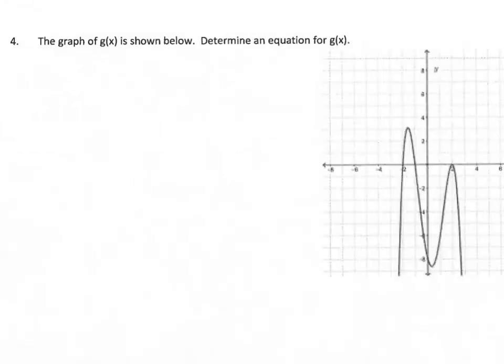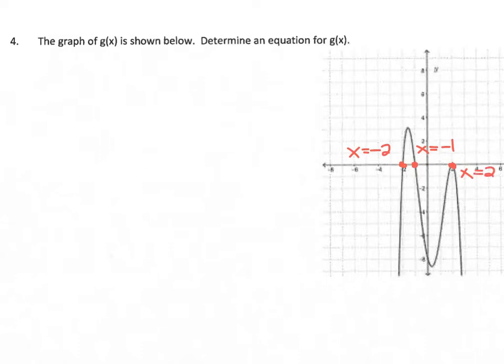Number 4, the graph of g of x is shown below. Determine an equation for g of x. Okay, so in order to determine an equation, first thing we want to do is look at the zeros, because that's going to help us find the factors. So we can see that we have a 0 right here at x equals negative 2. We have a 0 right here at x equals negative 1. And we have a 0 right here at x equals positive 2.